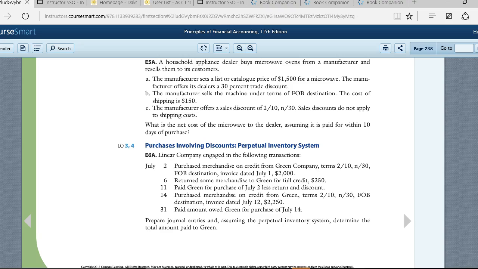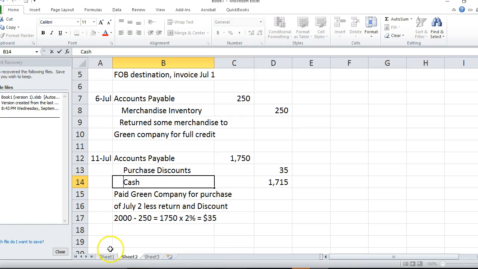Next, it said, we purchased on July 14th merchandise on credit from Green. Terms 2/10, net 30, FOB destination. Does that mean we have to pay for the shipping or do they? They do. Invoice dated July 12th of $2,250. So we're going to do the same thing we did on July 2nd, aren't we?